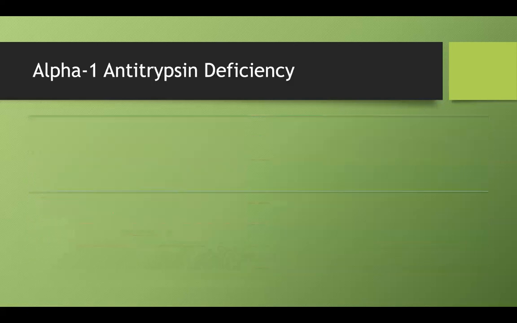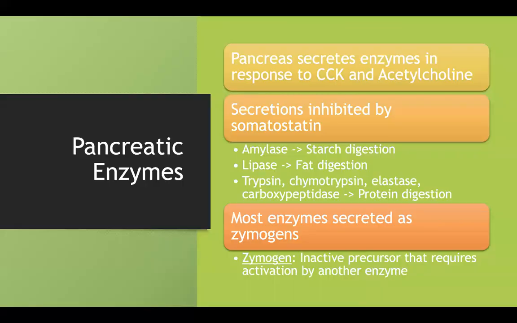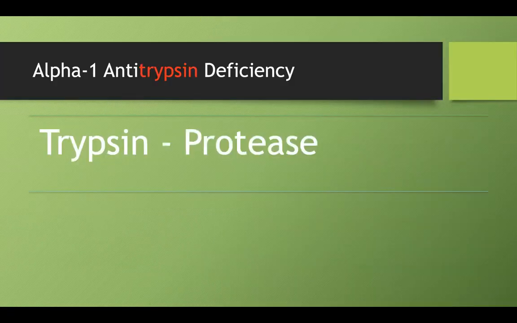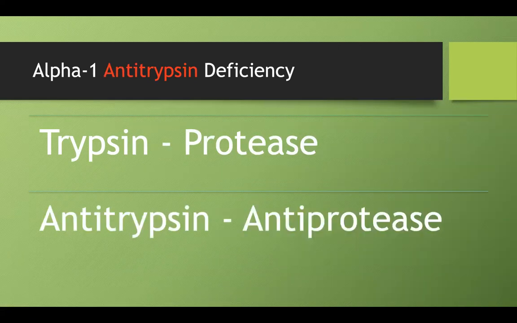Now let's talk about another condition affecting the liver called alpha-1 antitrypsin deficiency. First, I want to break down this word so we know exactly what's going on. We've talked about trypsin before in the pancreas lecture, and trypsin is a type of protease that we saw. Here from our pancreatic enzyme lecture, you can see that trypsin was useful for protein digestion. So if trypsin is a protease, it should stand to reason that an antitrypsin would be an antiprotease.